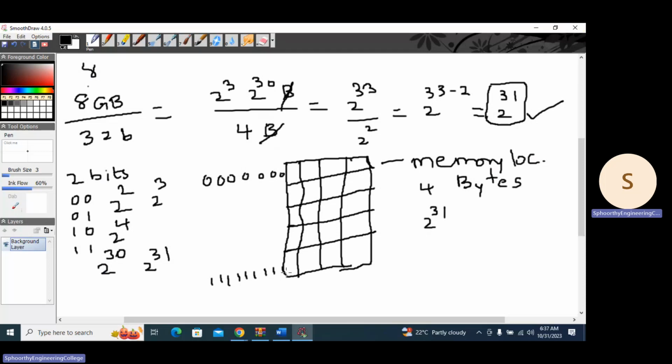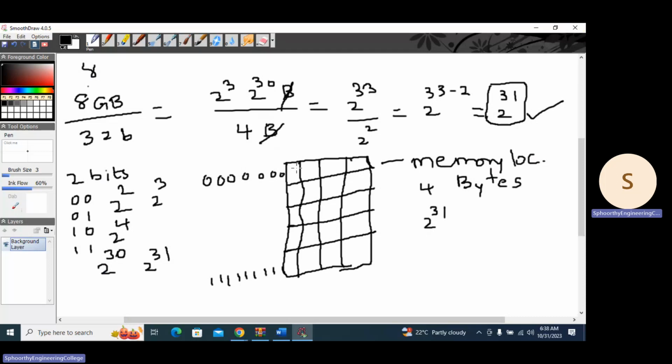Now the point is, if I say the address is 31 zeros, which memory location am I representing? I am representing the first memory location. If I say 31 ones, which memory location am I representing? The last memory location. But in each memory location, again, there are 4 bytes. So with 31 zeros, at the max, I can reach the first memory location. Yes or no?